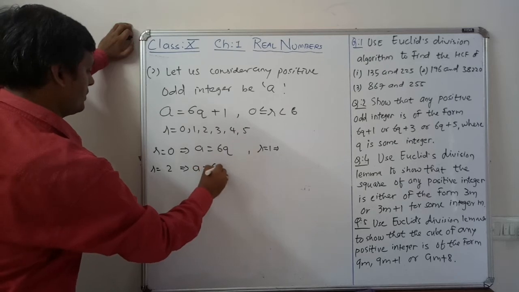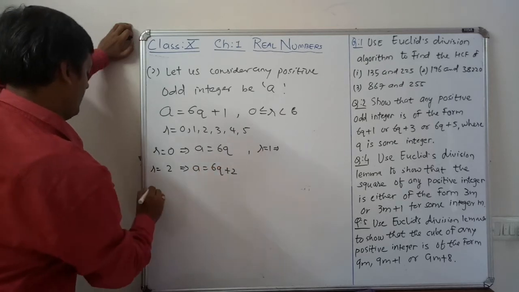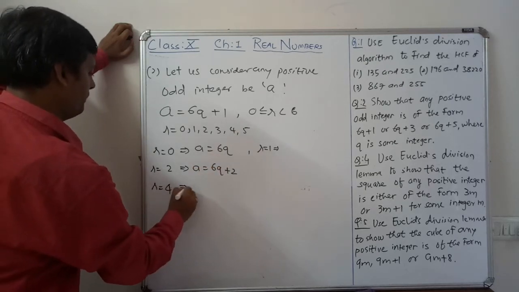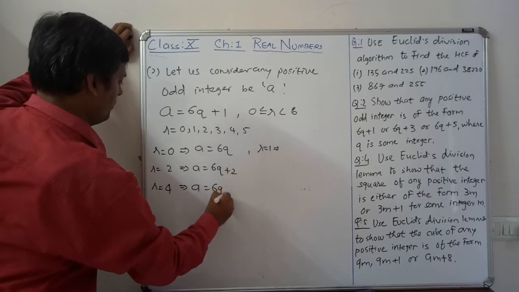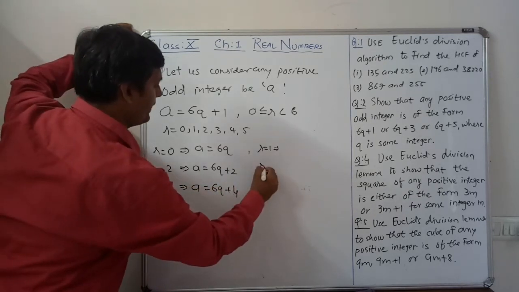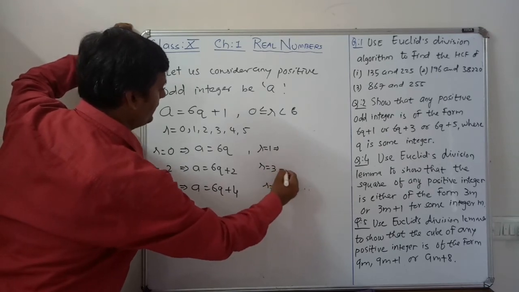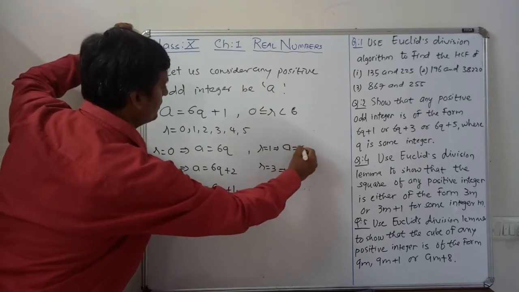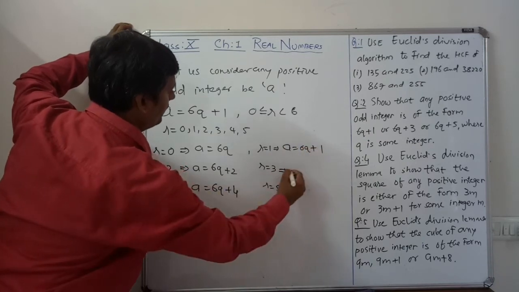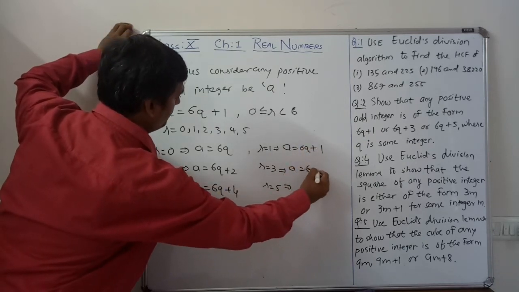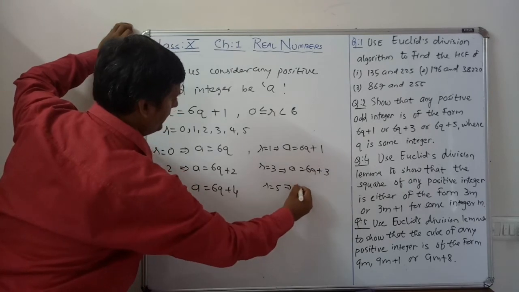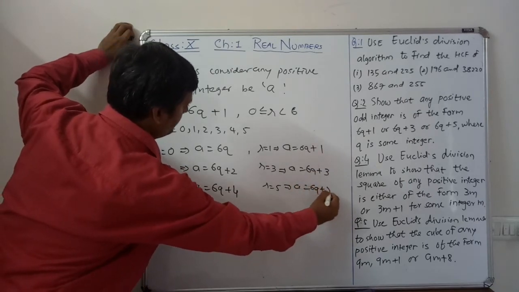So a is equal to 6q plus 2. r is equal to 4 implies that a is equal to 6q plus 4. Now r is equal to 3 and r is equal to 5, so that implies a is equal to 6q plus 1, a is equal to 6q plus 3 and a is equal to 6q plus 5.